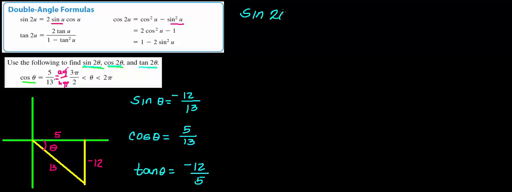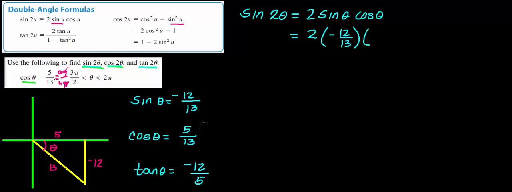Sine of 2 theta, according to the formula, is 2 times the sine of theta, cosine of theta. So here's what you do. That will equal 2 times the sine of theta, negative 12 over 13, and the cosine of theta, 5 over 13. You multiply numerators times numerators. 2 times negative 12 times 5, that's negative 120. And 13 times 13 is 169. So the sine of 2 theta is negative 120 over 169, and that's your answer.